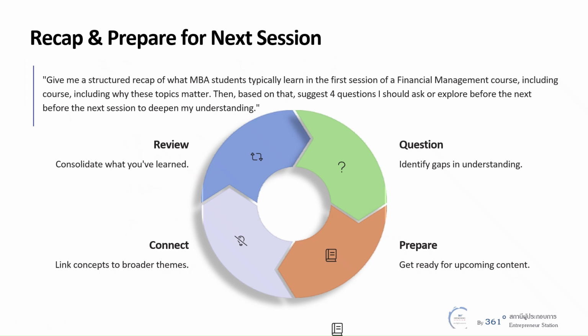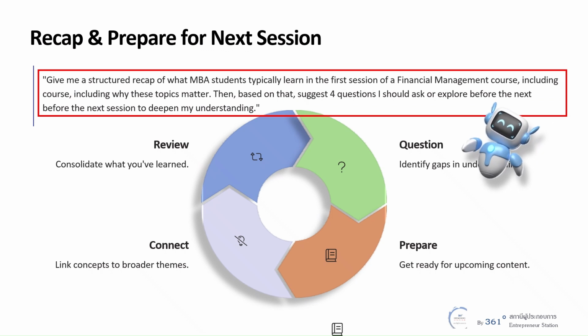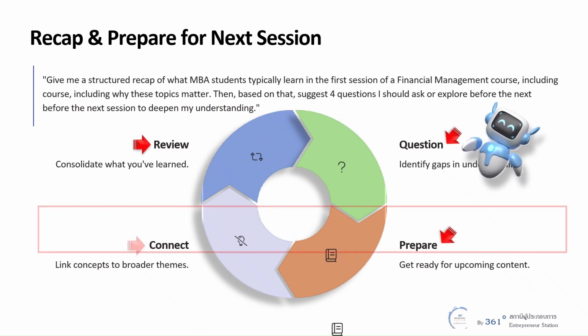Let's recap and prepare. For instance, you may use this prompt for the remaining sessions. Give me a structured recap of what MBA students typically learn in the first session of a financial management course. You should give information such as materials and so on for AI to analyze, and suggest 4 principal questions to explore before the next session. This helps you review, identify gaps, prepare, and connect concepts to the big picture. Let's try it and share your opinion.